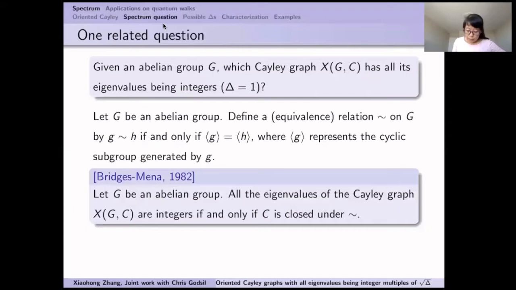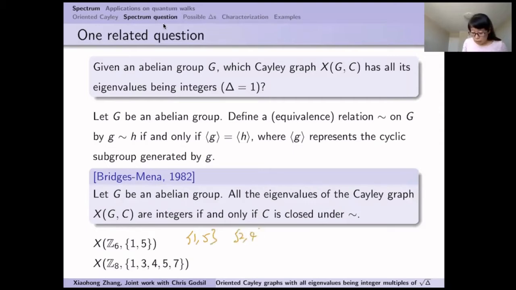It said a Cayley graph has all its eigenvalues integers if and only if this connection set C is a union of the equivalent classes. Let's just check a quick example. We have the group G is Z6. Let's check which elements are equivalent. 1 and 5 are both generators of the group. So that's the only two.